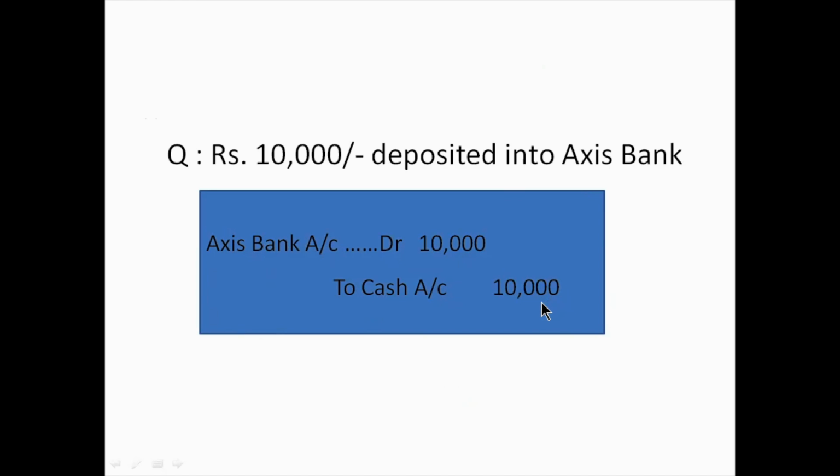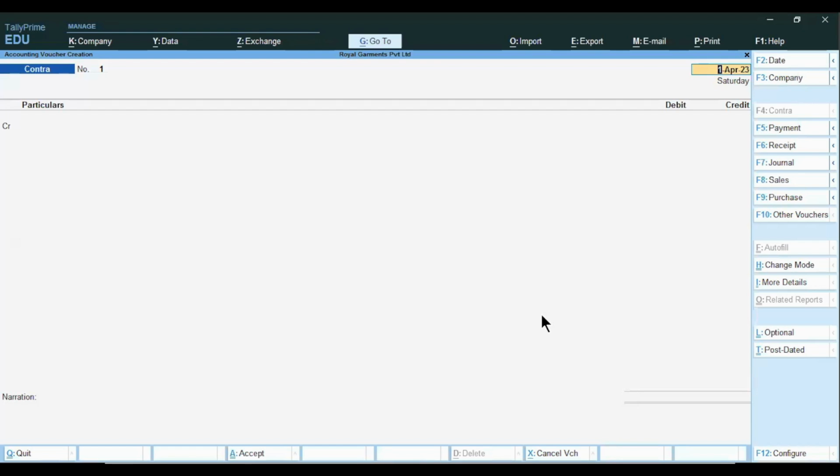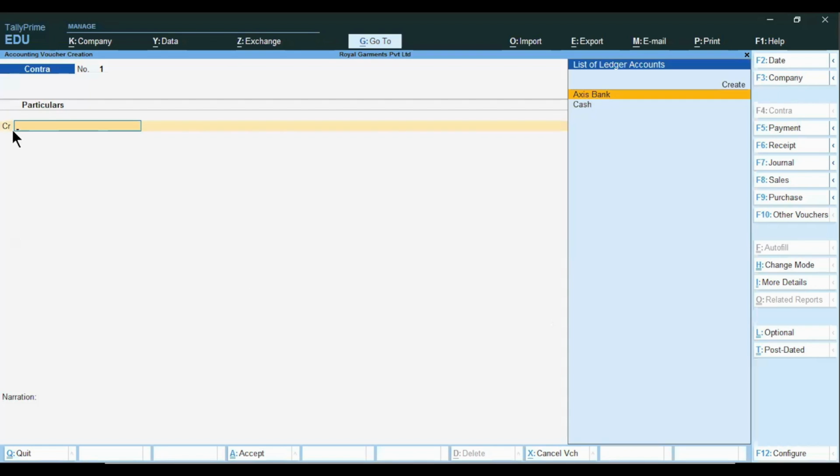This is our entry. Well, in this, we need to pass the entry. So we have this contra and press enter after entering the date. It asks for credit part of the entry.